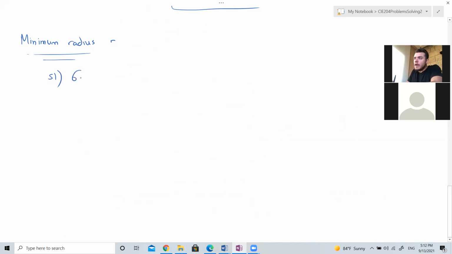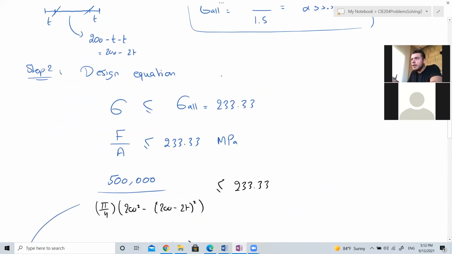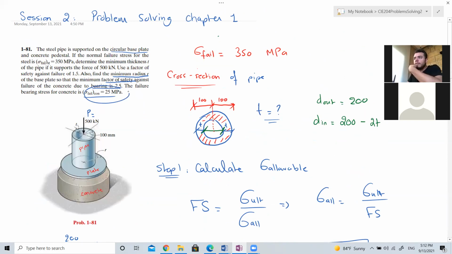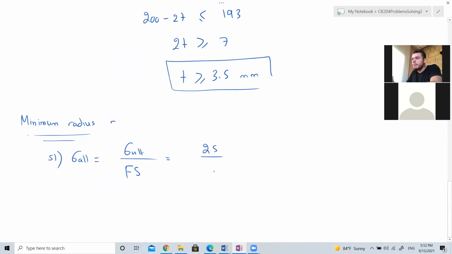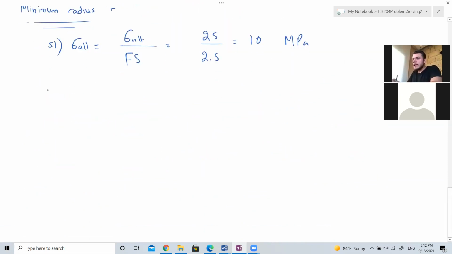Step 1, we need to find sigma allowable, which is sigma ultimate over factor of safety. Okay? Yes. It's 25, because now we are dealing with the 25 megapascal over 2.5. The factor of safety here is 2.5. So 25 over 2.5, and this is equal to 10 megapascal. Second step, we need to use the design equation. So sigma is less than or equal to 10, and sigma is force over area.